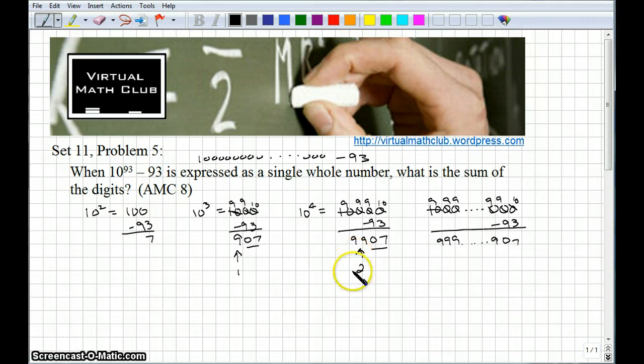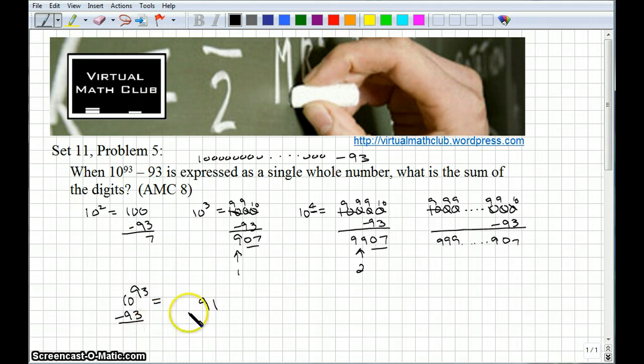So the number of 9s you have is just 2 less than the exponent on the 10. So 10 to the 93rd minus 93 is going to have how many 9s? It's going to have 91 nines. That's 2 less than the exponent on 10. So that'd be 91.